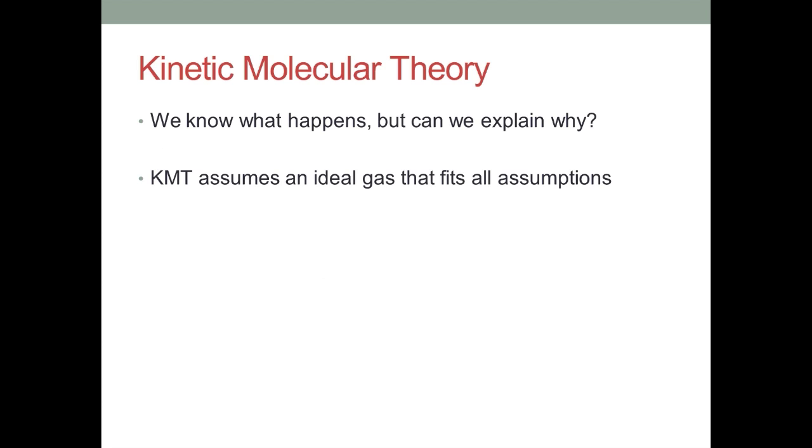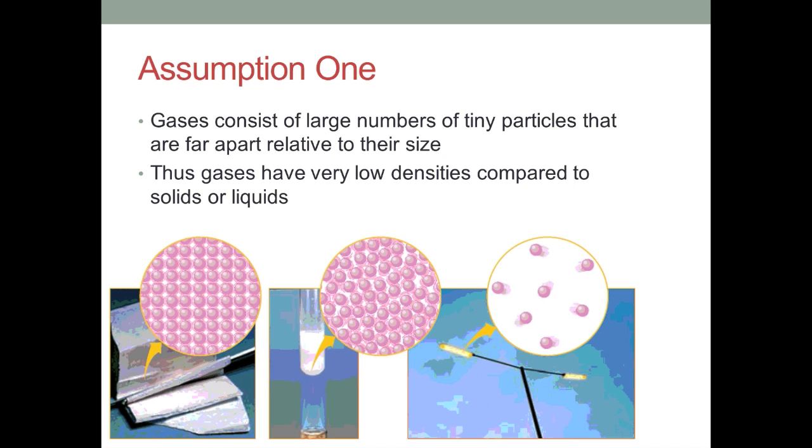Now, in science, we know what happens, but we also want to be able to explain it. We want to explain why does the volume change when we change pressure, or why does the temperature change when we're changing the pressure and volume, when you noticed in doing that simulation. So the kinetic molecular theory, we have a series of 5 assumptions which is going to show us why that happens. The very first thing, assumption 1, is that gases consist of large numbers of tiny particles that are far apart relative to their size.